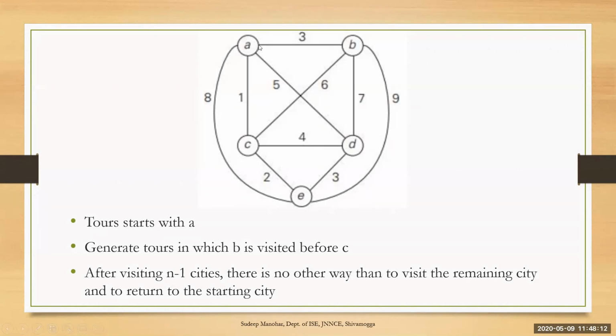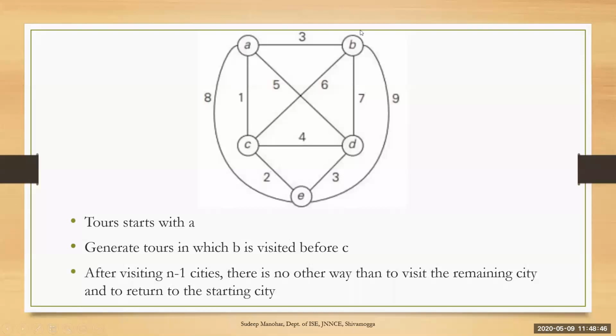Then one more: after visiting n-1 cities. Think that in this example there are 5 cities. Suppose you have visited 4 cities, n-1 cities. For example, you have visited A, B, D, and C. You have visited n-1 cities. What is the other option for you? The only option is, from the last, n-1th city, you have to visit the nth city. That means the remaining city you have to visit, and from that remaining city, there is no other option than visiting back to the starting point.